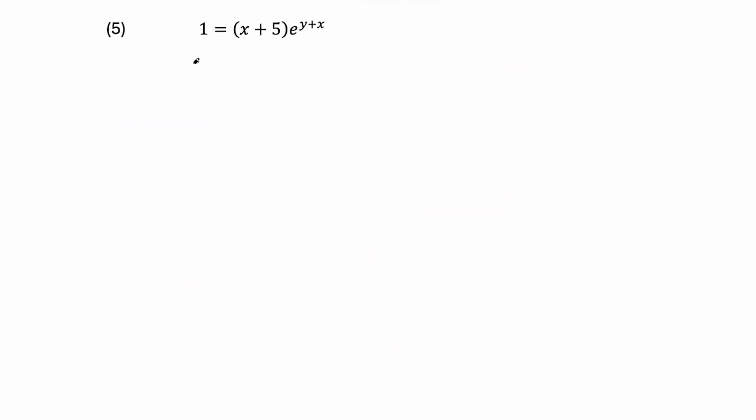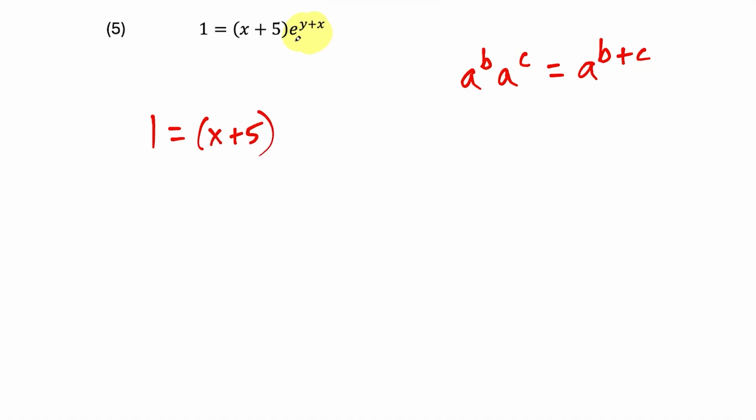Question 5, we have this equation, and we want to see if we could express y as a function of x. So for this one, the algebra that we need to know is that when we do a to the b times a to the c, this is equal to a to the b plus c. So I want to use this rule, but I want to use it backwards. I'm going to apply it to this term over here. So we're going to have 1 equals x plus 5, and the stuff that I highlighted here, e to the y plus x, I'm going to break this up as e to the y times e to the x. So I'm just using this product rule for exponents, but I'm using it backwards.